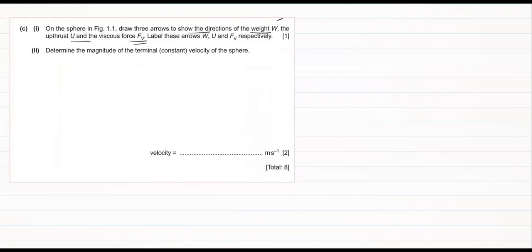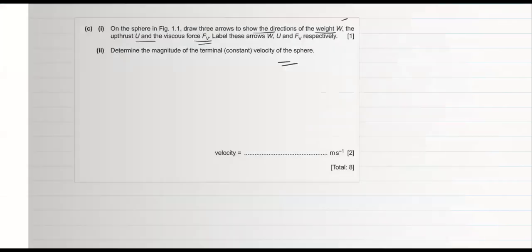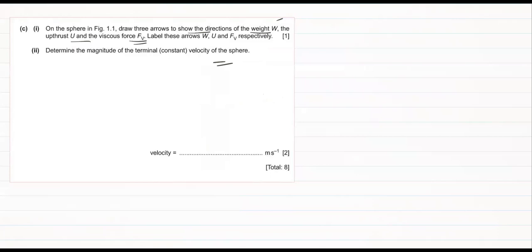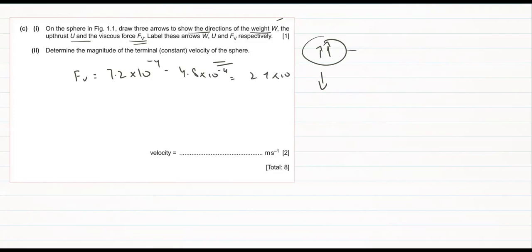Determine the magnitude of the terminal velocity of the sphere. For this, first of all, we have to look at the weight of the sphere and the upthrust. We have to find the terminal velocity, and for that we have to find F_V. F_V is equal to the weight minus the upthrust, 4.8 minus 2.8 times 10 to the power minus 4, since the downward force is equivalent to the upward forces. It comes to 2.4 times 10 to the power minus 4 N.